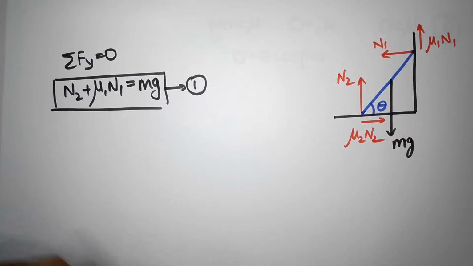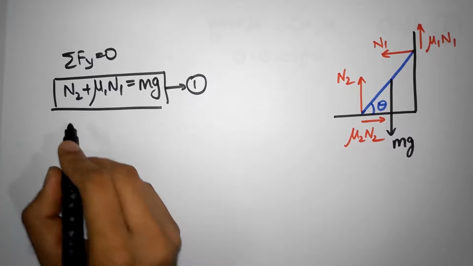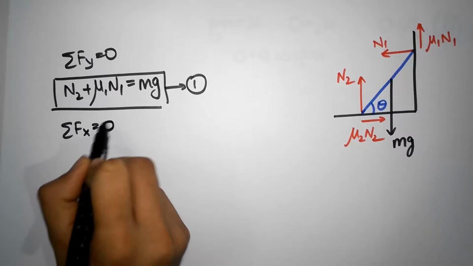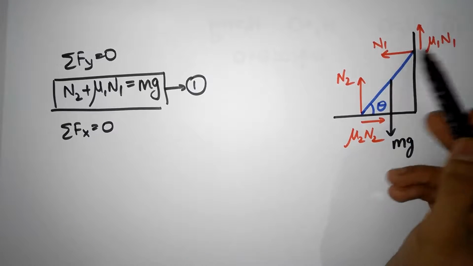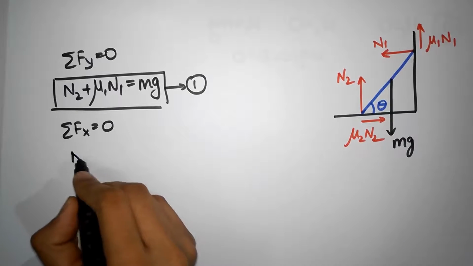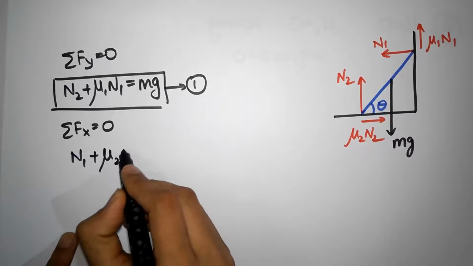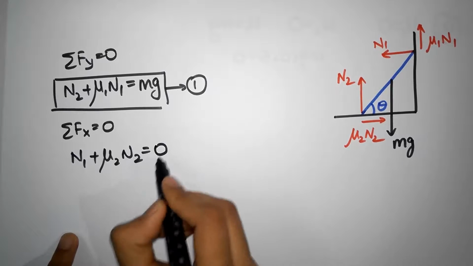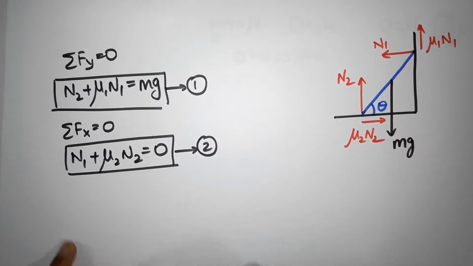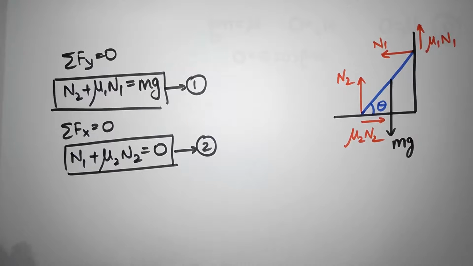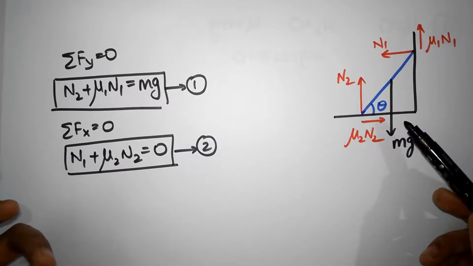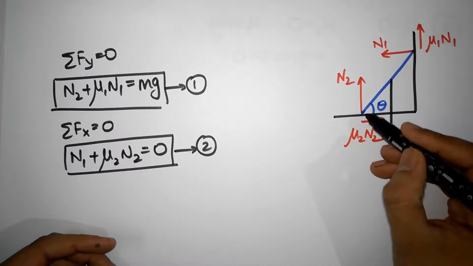Then we have a second equation that we will build using sigma Fx equal to 0. So horizontal forces, we have the left one is N1 and the right one is mu2 N2. So N1 plus mu2 N2 must be equal to 0. That's equation number 2. And we need a third equation to bring theta into the picture, and that happens by using torques. Let's take torque about this point.